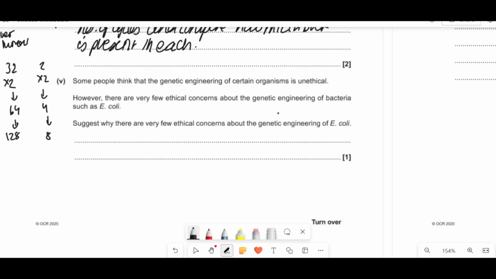Some people think that genetic engineering of certain organisms is unethical. However, there's very few concerns about the genetic engineering of bacteria, such as E. coli. So why are there very few ethical concerns with E. coli? Well, they're not animals, so there's not really any pain or suffering in the same sense. So there's fewer animal rights concerns because they're not going to be saying, oh my god, this hurts, you're making me make insulin, oh please. They're not conscious, they don't feel pain, they don't have emotions, all that kind of stuff.